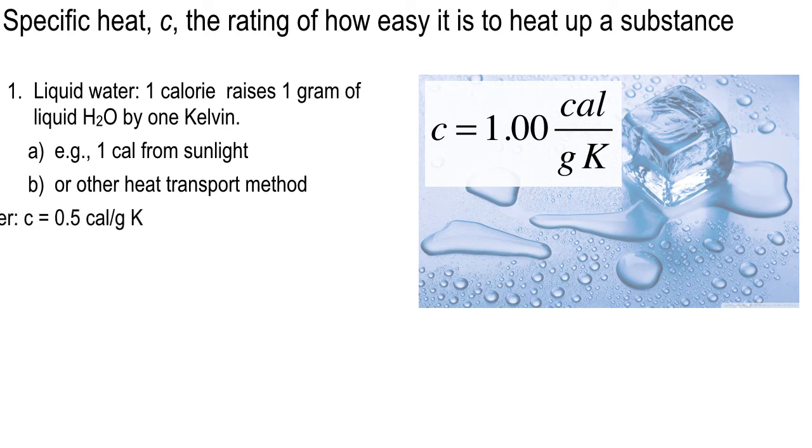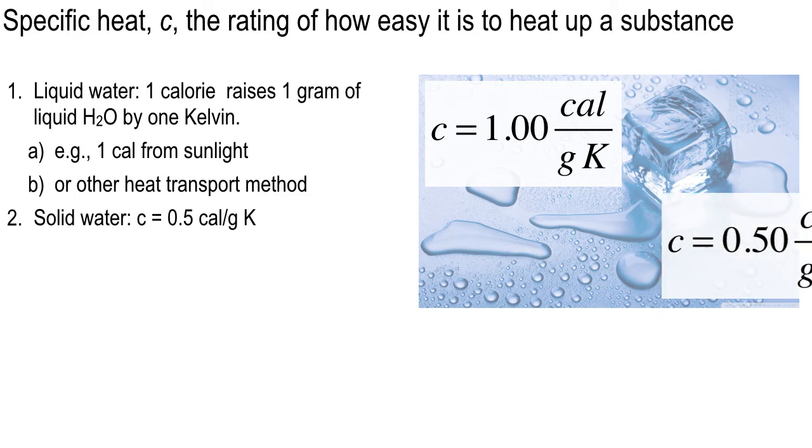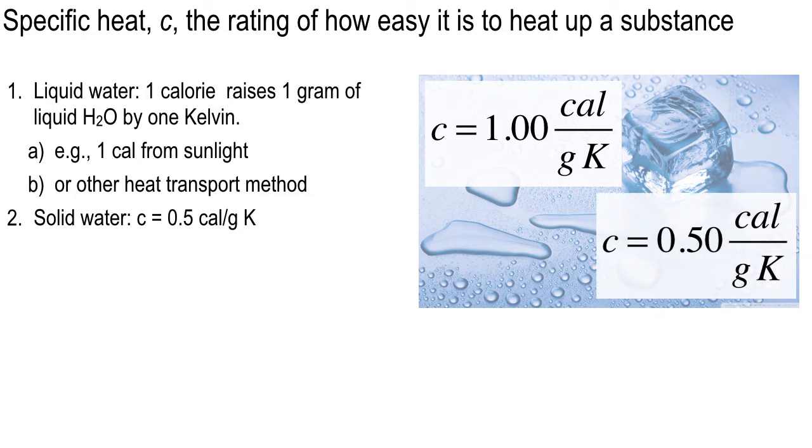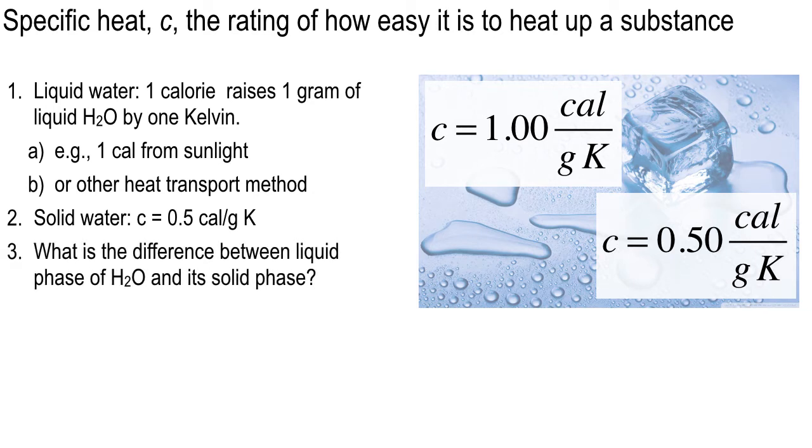Liquid water, C is equal to 1. Solid water, in other words ice, C is equal to 0.5 calories per gram Kelvin. And no matter what substance you have, you just measure it in the lab and try to do it as carefully as you can.